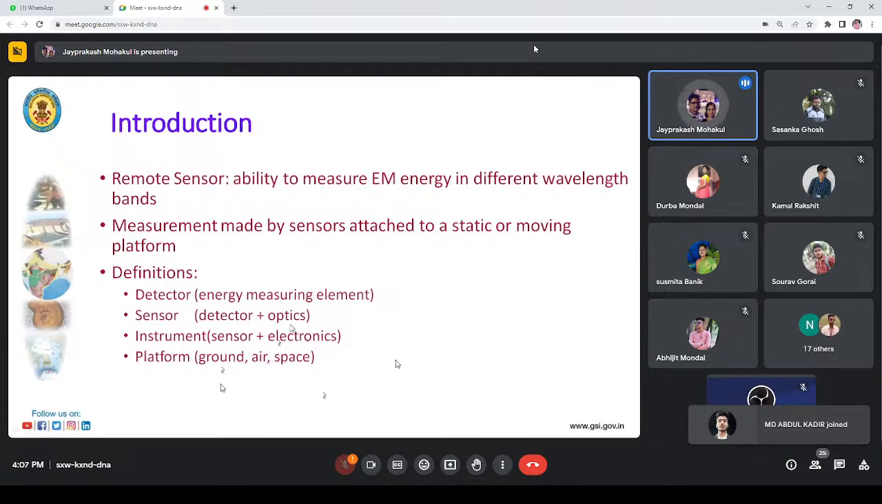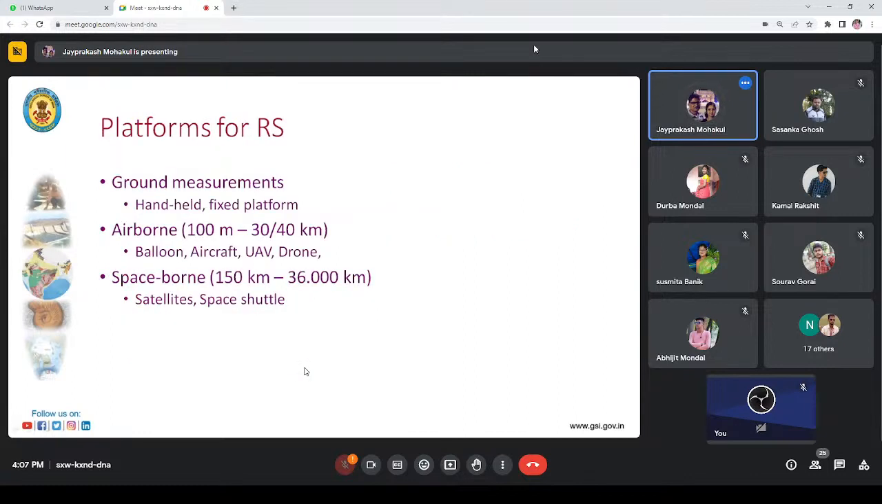So those are the ground based platforms. You can also have air based platforms, like aerial image acquisition. You can have light detection and ranging, that is through aircraft, and of course you can have space-based platforms, which are known as satellites. Right now, ground measurements could be handheld or could be fixed platforms.